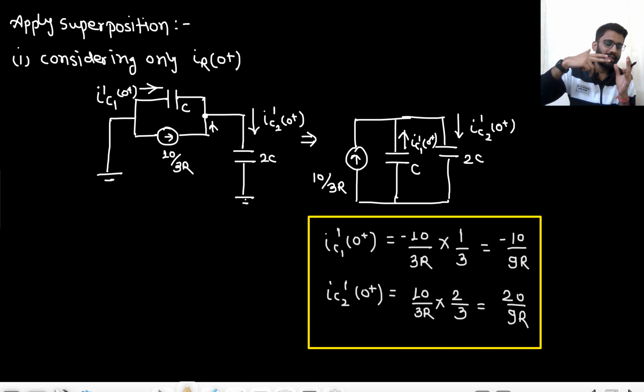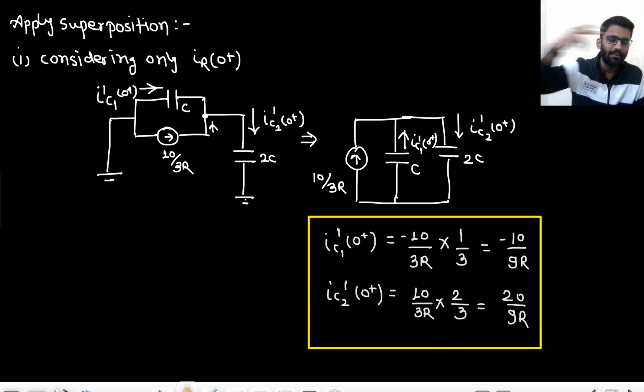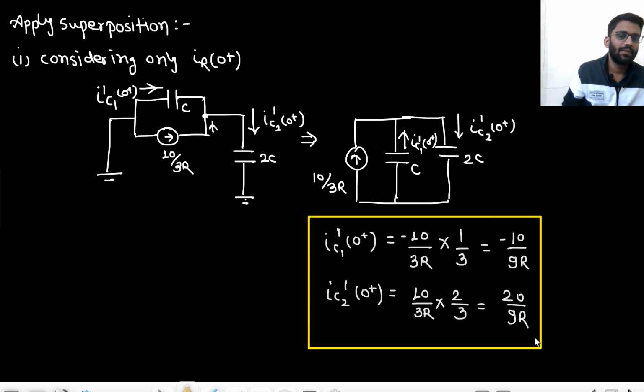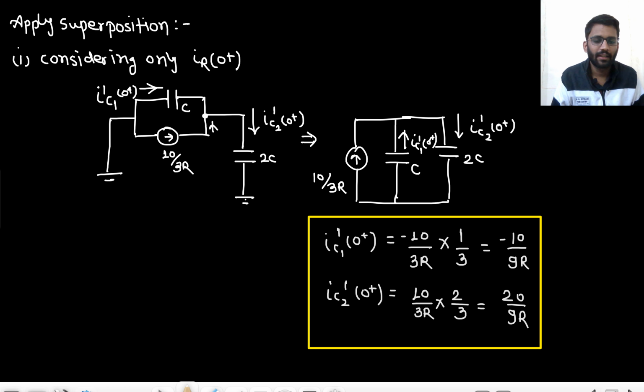Now 10 by 3R current will see two capacitances, C and 2C. So it will flow in C in the proportion only. So 10 by 3R into 1 by 3. But the direction I am taking is in this direction, so there will be a negative sign. And in 2C also it will go like this, but the direction is the same only. So this is the value. Are you getting my point? So now I consider only IR 0 plus. Now I will consider the rest of the sources.